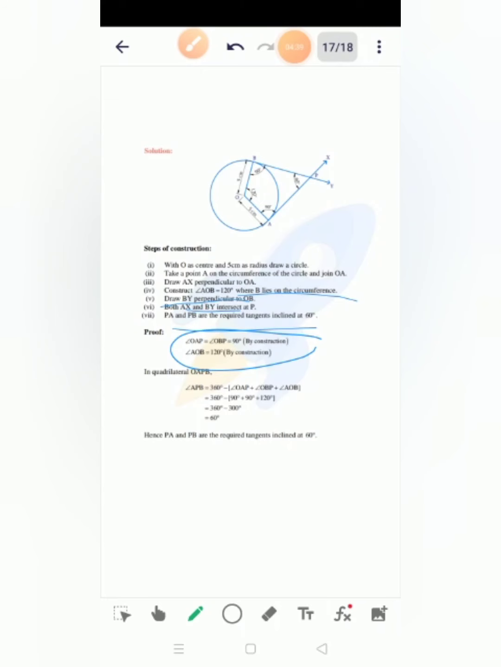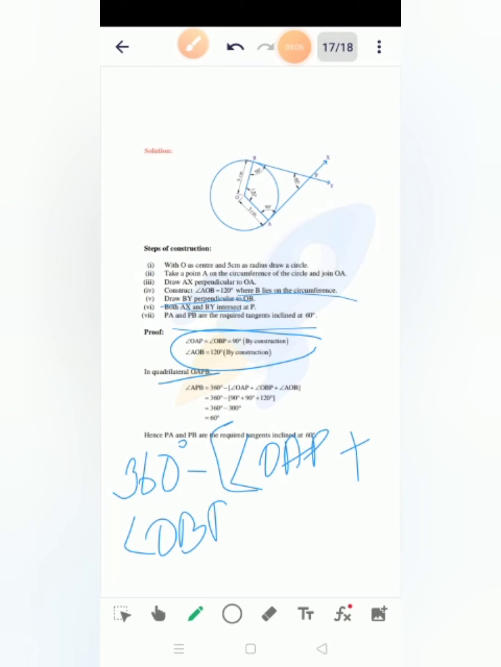Angle OAP will be equal to 90 and angle OBP is also 90, and by construction angle AOB is 120 degree. In quadrilateral OAPB, as you can see, angle APB will be equal to 360 degree minus angle OAP plus angle OBP plus angle AOB.